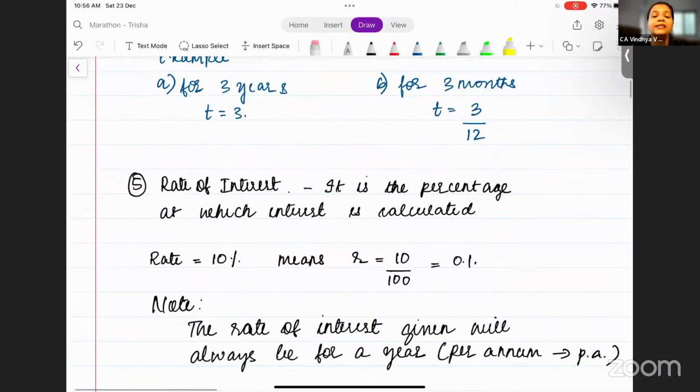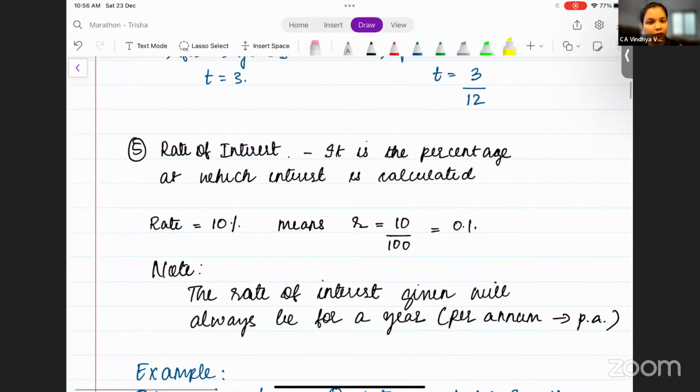Next one is the rate of interest. Rate of interest is the percentage at which interest is being calculated. So to calculate the interest, we need 3 things: principal, rate, and time. Principal we know, time we know, we need another thing which is called the rate, because at what percentage will you calculate the interest? Now, very important here is rate will always be given as a percentage.